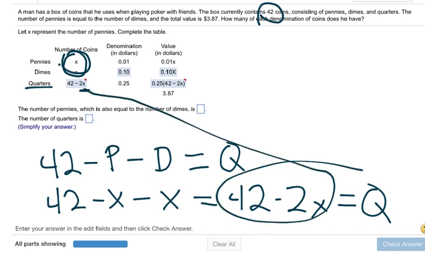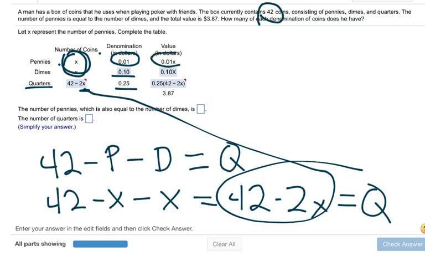And then the next thing that they're looking at is denomination in dollars, and that was 1 penny, 1 cent is 1/100th. Dime is 10 cents, and that looks like you got that one right already. And then 0.25 is your 25 cents. And over here it says value in dollars.